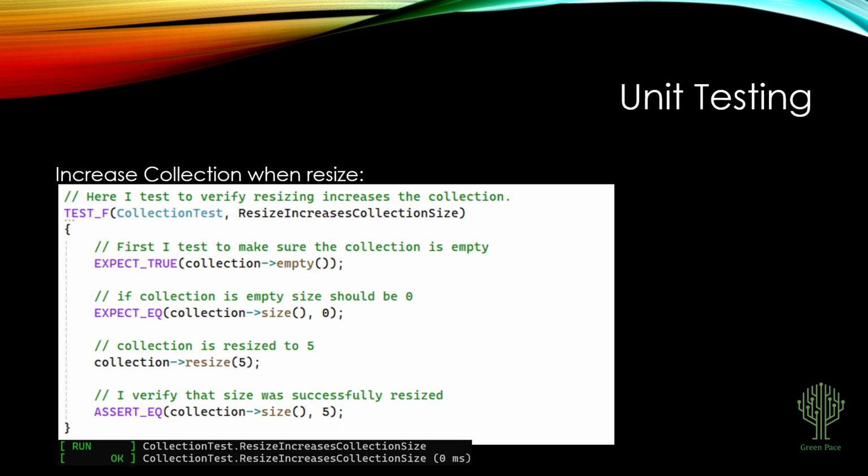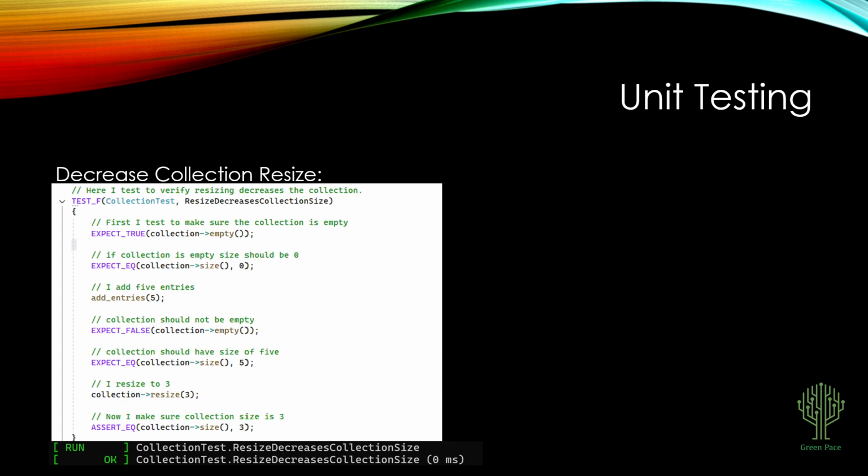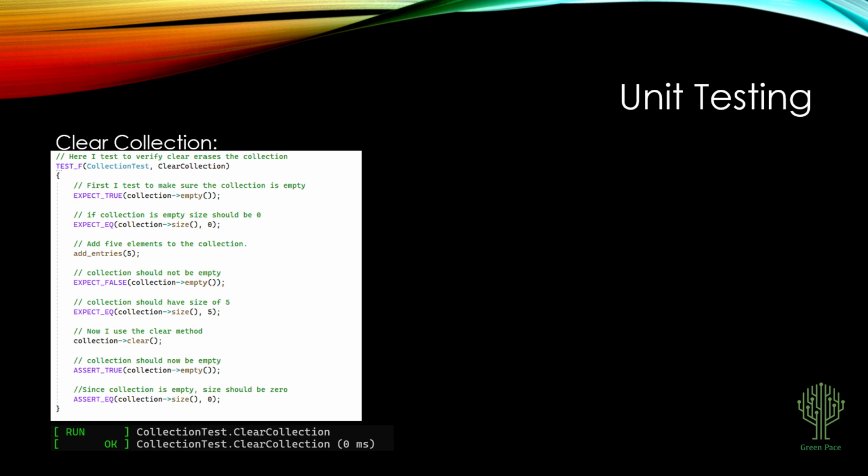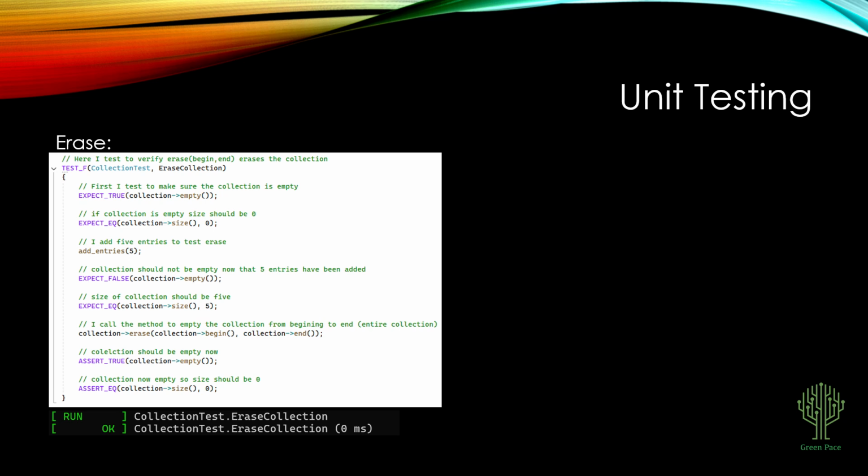Next, I ran a test that resizes the collection to see if it performs as expected when adjusting to a new size. I continued by testing a scenario where the collection size decreases during a resize operation, and I confirmed it responded correctly. I also checked what happens when the collection is resized down to 0, and this worked the way it should. Then I tested the clearing functionality to confirm that it wiped all elements from the collection as intended. I also made sure that erasing the collection behaved consistently, clearing the data in a clean and reliable way.